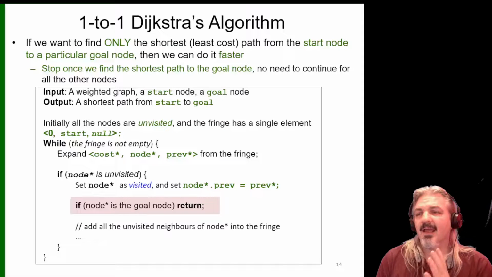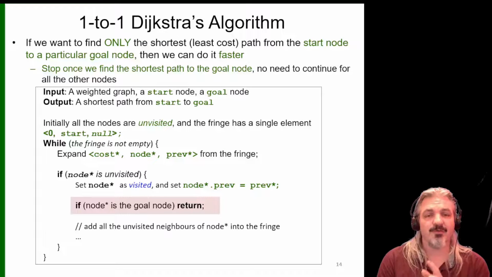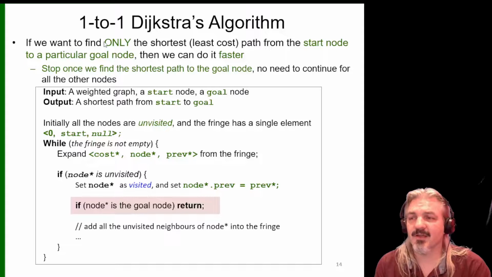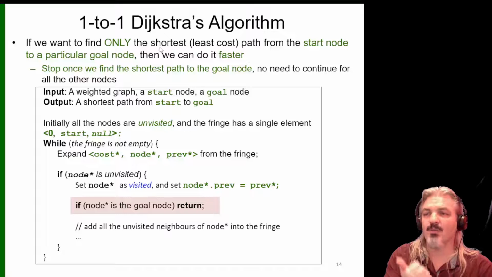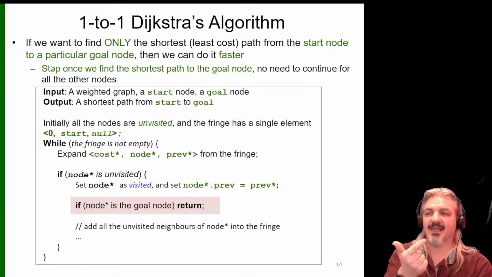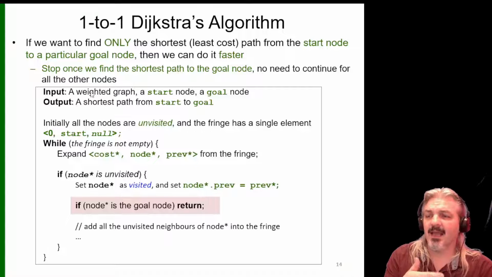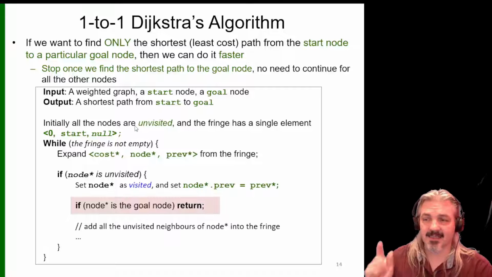So going through Dijkstra, if you have a one-to-one, if you know you're going from one node to another, you can stop early, right? So if we want to find only one shortest path, we have a start node and a goal node, then we can stop faster. We don't have to search everything. And so we go through the weighted graph, and again, exactly the same code as before.